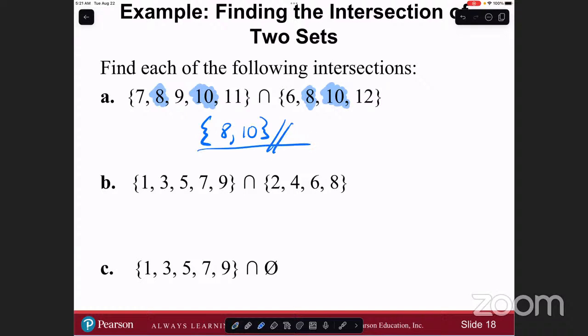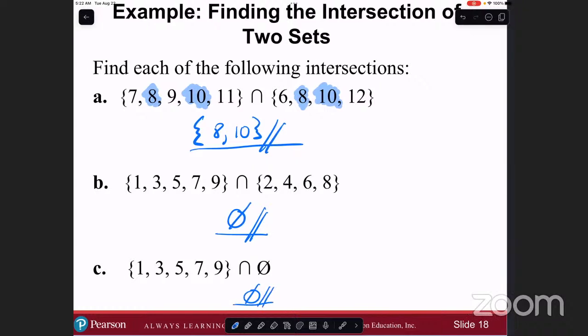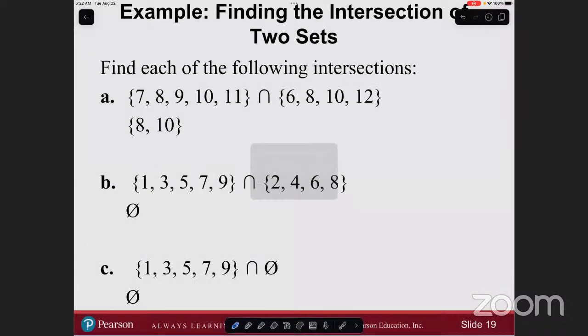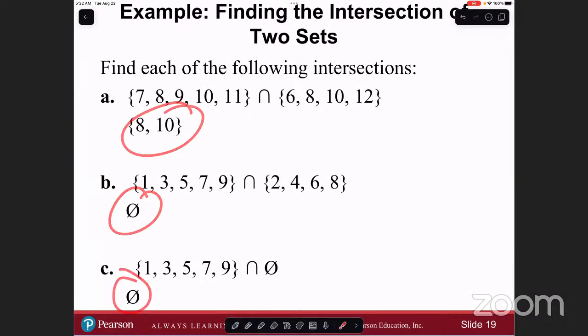What do these have in common? 2, 4, 6, 8. So their intersection is the empty set. They don't have anything in common. So it's the empty set, or a 0 with a slash through it. What does this have in common with the empty set? Nothing. So we're going to say the empty set. So we got our 8, 10 and a double empty set.